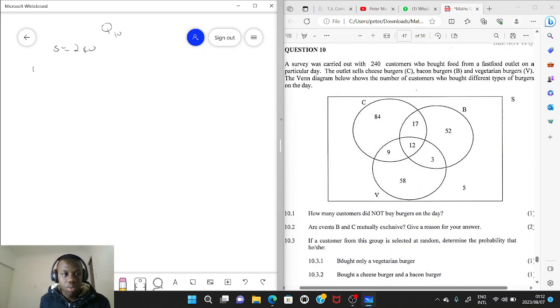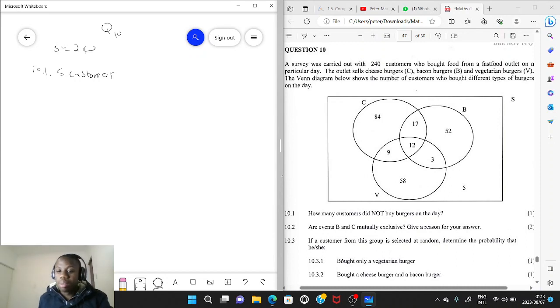Now we have the first question, which is 10.1. How many customers did not buy a burger on the day? So now listen. These are kinds of burgers: we have a cheeseburger, a bacon burger, as well as the vegetarian burger. So we want the customers that did not participate. And I told you that the elements that do not engage in the activities is the number outside the circles. So we have five. We consider how many customers we have: five customers.